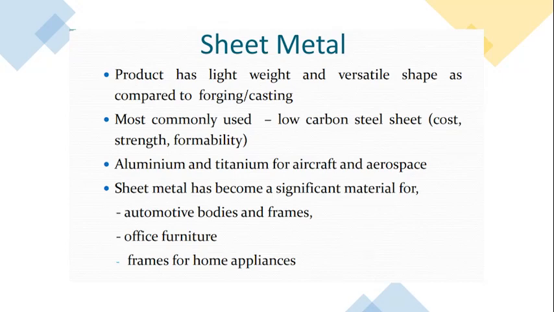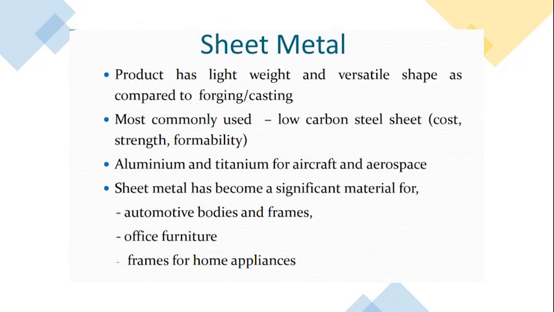Because suppose you have seen your cars, so the bonnet of your car or door panel, these all are made of sheet metal only. Firstly, they get a sheet metal, and then a rolled sheet, and then they form it according to the application, in the form of a door or a door panel. The most common material used as sheet metal is low carbon steel, or in aircraft, aluminum sheet metal is highly used.